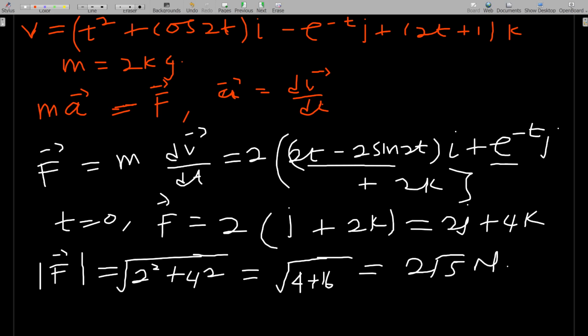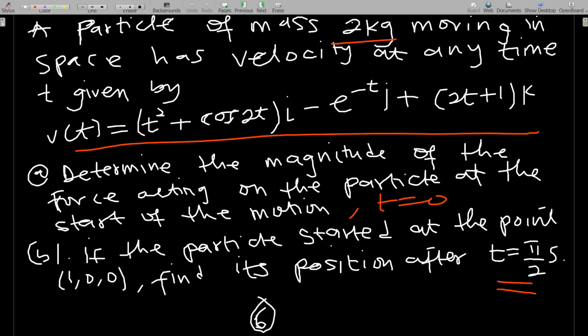I hope you get this. That's very simple. Now the next question is, you should find the position at time t equals pi over 2, where the particle started from here.